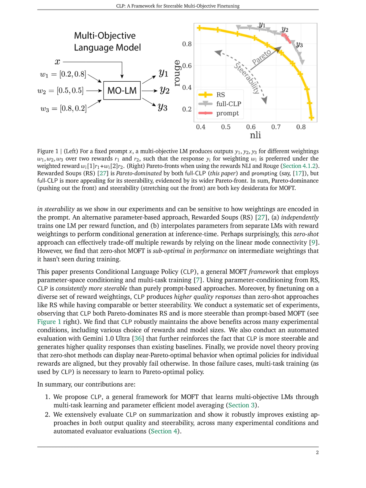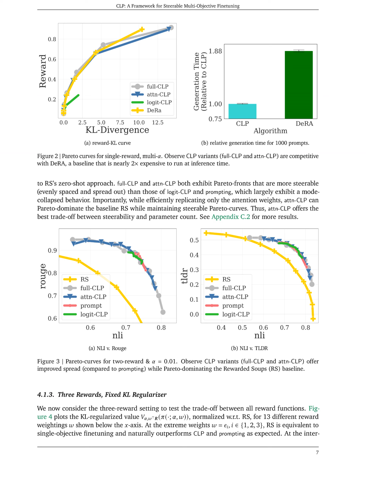The experiments demonstrated that the conditional language policy, CLP, consistently outperformed baselines like rewarded soups, RS, and prompt-based approaches in both performance and steerability. Specifically, CLP and its instances, full CLP and ATTN CLP, exhibited Pareto dominance over RS, particularly in the 3-reward setting, where full CLP outperformed RS at intermediate weightings.